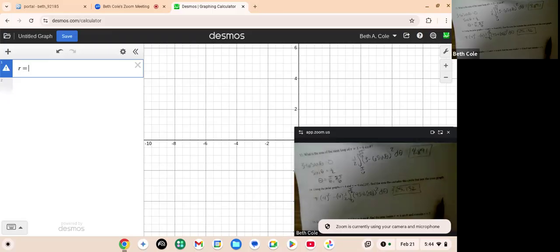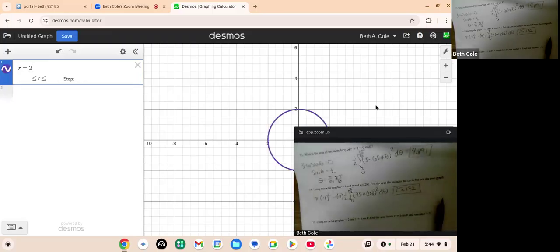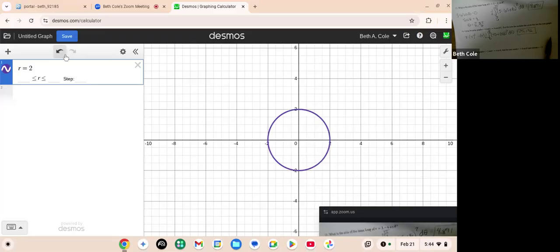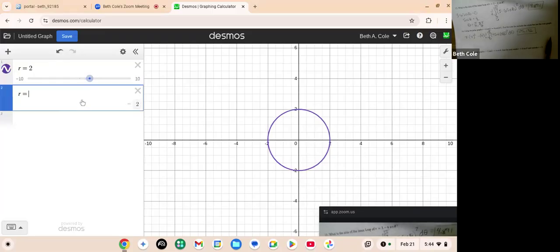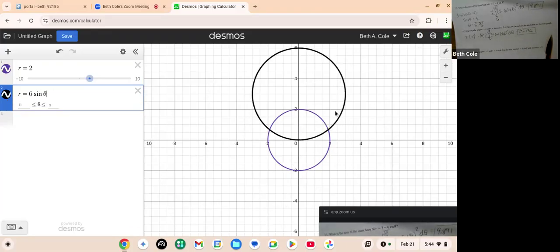So we have r equals 2. That's going to be a circle. And the other is r equals 6 sine theta. We want the area that is inside of this black graph, but not inside the purple graph. So we want to go from this intersection to here, but we want to do the black graph minus the purple graph. I can't shade it in, but where my cursor is, like trying to color in, we want that area.